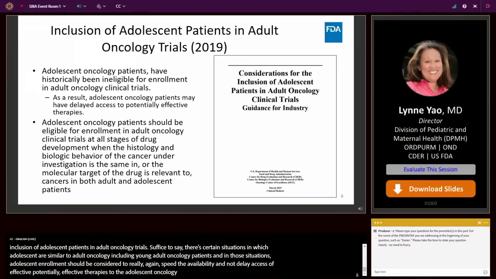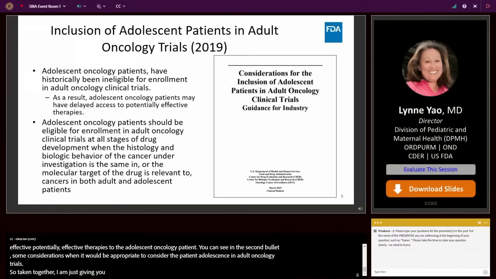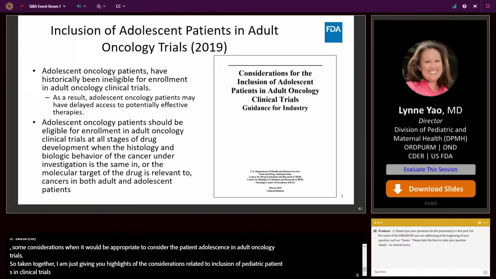And you can see in the second bullet some considerations when it would be appropriate to consider inclusion of adolescents in adult oncology trials. So taken together, I'm just giving you some highlights about considerations related to inclusion of pediatric patients in clinical trials, and just some recent guidance that FDA has published.